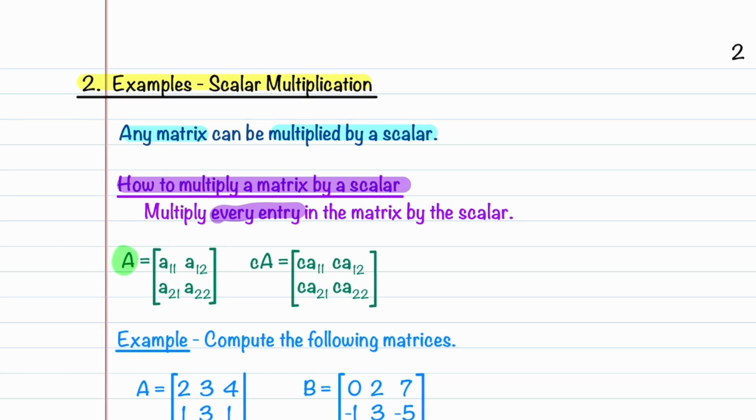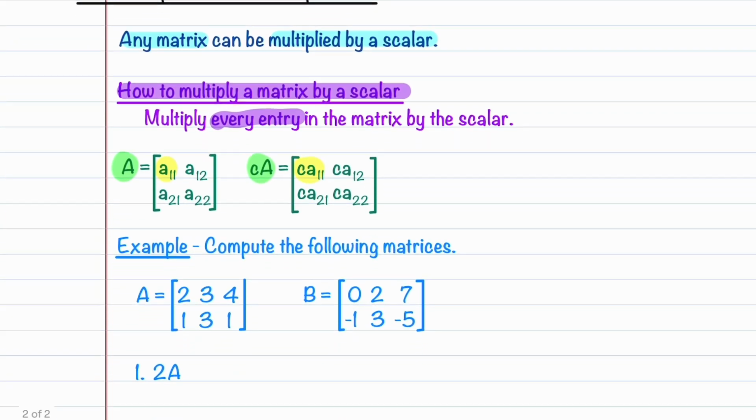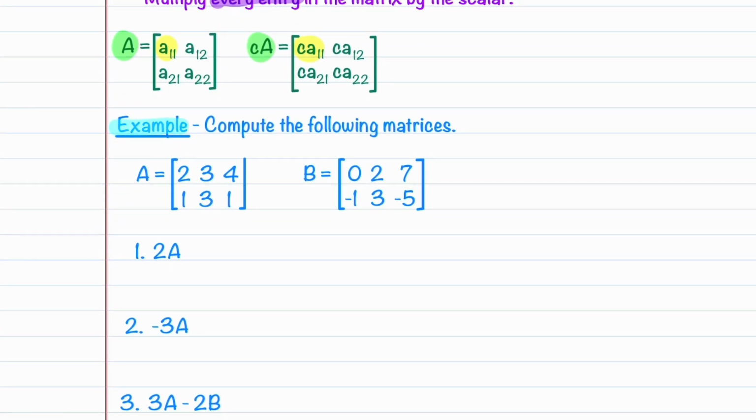I've written down a generic example of this. Say we have a matrix A and we want to multiply that matrix by a constant C. All we're going to do is take each entry and multiply each entry by C. Let's walk through some examples so that we make sure we understand this. In our first example, we are going to multiply matrix A by 2. So we're going to take every entry in matrix A and multiply it by 2, or just double it.